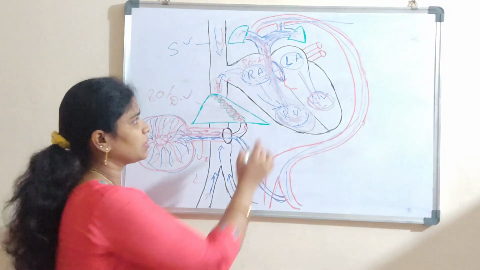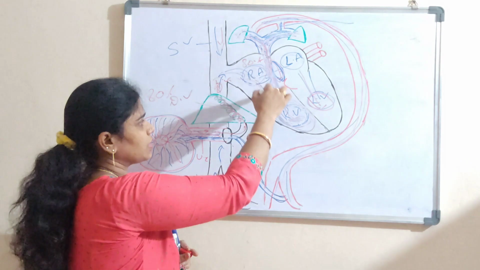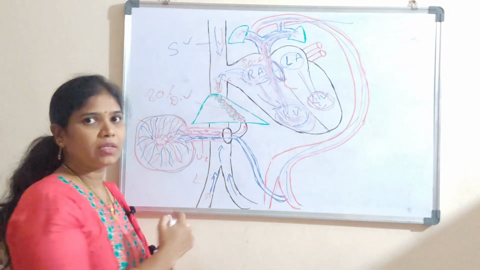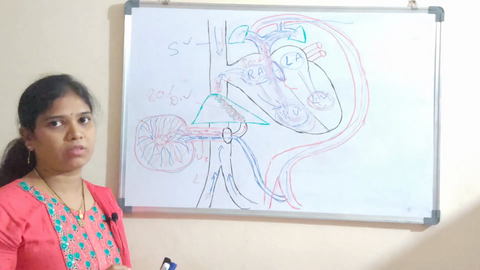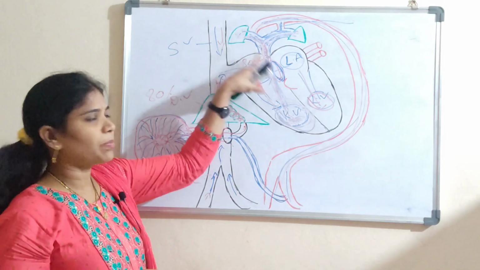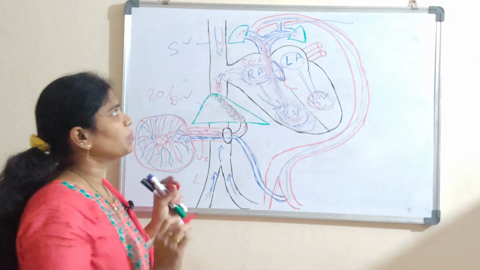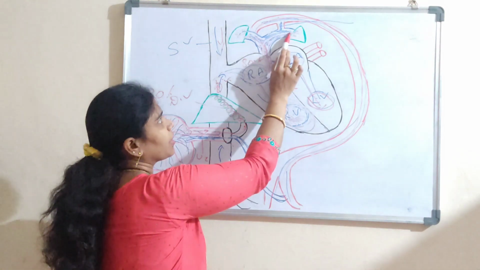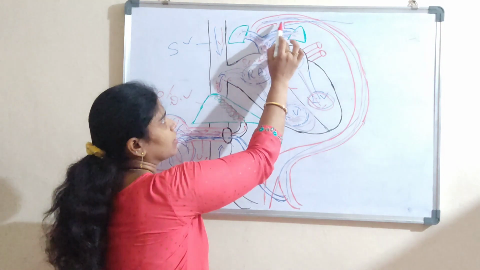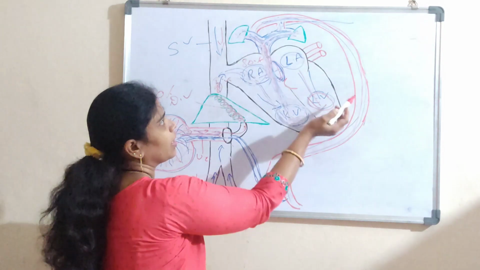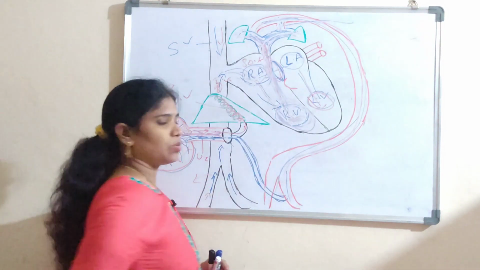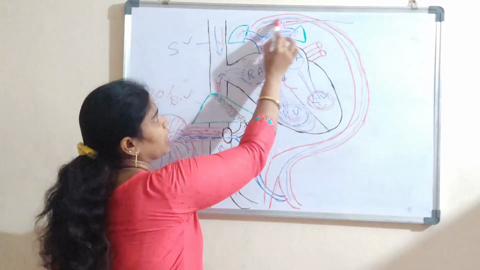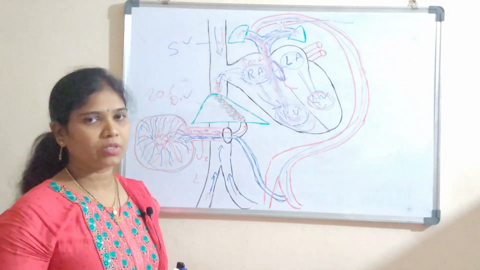This blood comes from the superior vena cava to the right atrium and the right ventricle, and enters the pulmonary artery, but the blood cannot move into the lungs. Due to this, the pressure increases in the pulmonary artery. Due to this pressure, a special connection forms between the pulmonary artery and the aorta. This special connection between the pulmonary artery and the aorta is called the ductus arteriosus.